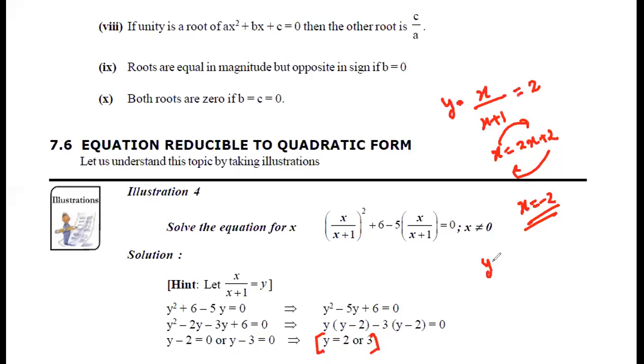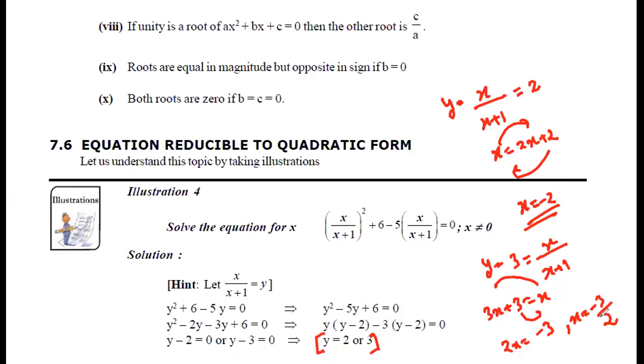Now, suppose y is equal to 3, which means x by x plus 1 is equal to 3. Then if you solve, it will be 3x plus 3 is equal to x. This side, this side, so it will be 2x is equal to minus 3. So x is equal to minus 3 by 2. Got it? Yes or no?